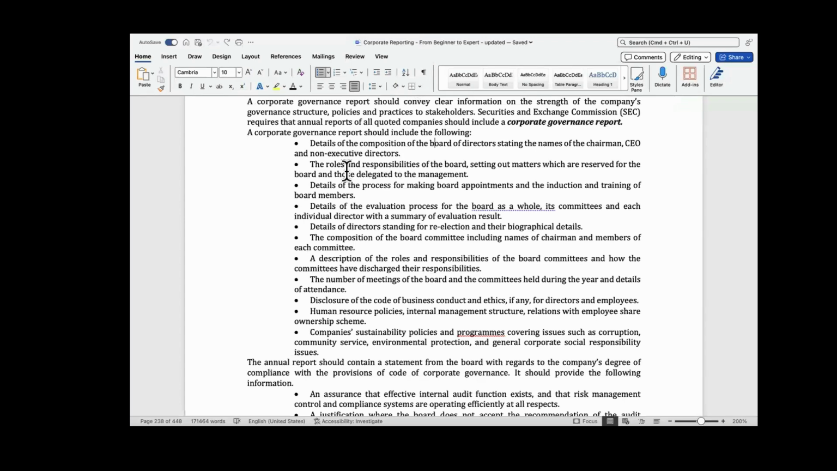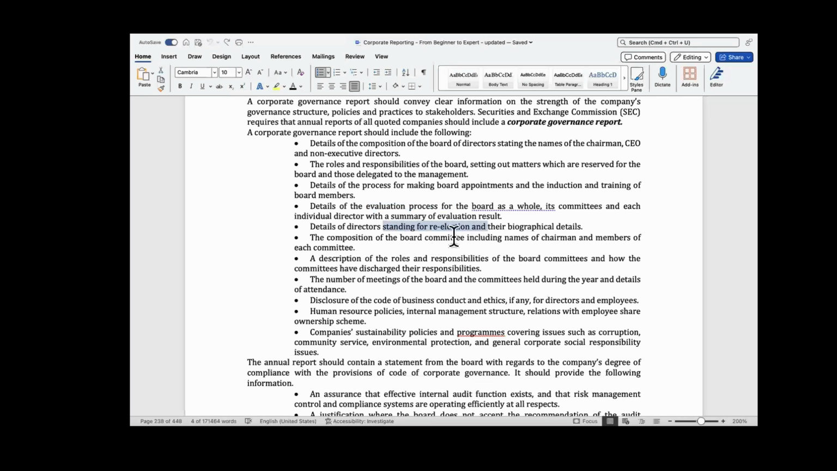You need to tell us the roles and responsibilities of the board members. What are the roles and responsibilities? What's the process of making board appointments? How do you evaluate the performance of the board? How do you elect and re-elect the directors? Give details of directors standing for re-election.